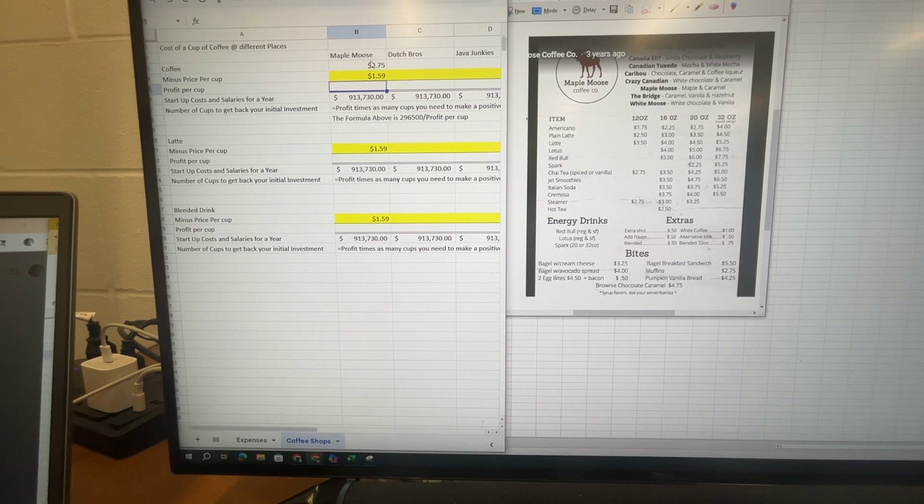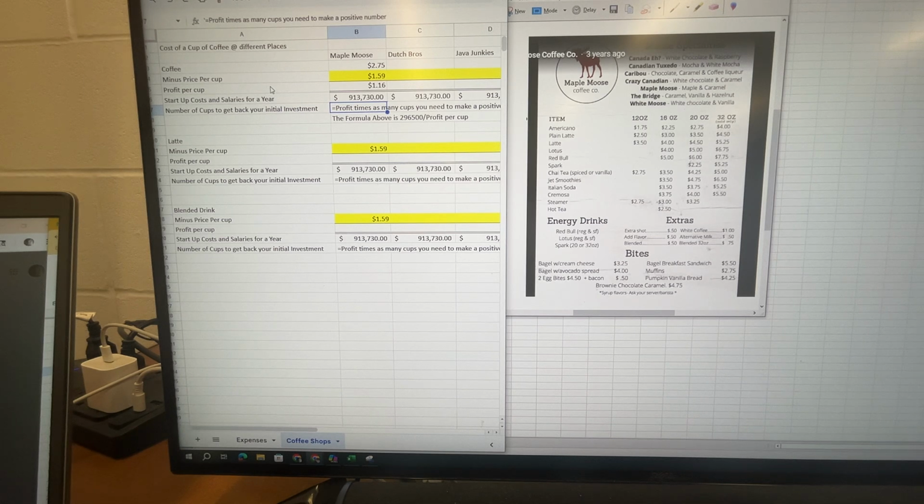And then I'm going to do a formula right here to figure out what our profit for price of a cup of coffee is. So I'm going to go equals 2.75 minus $1.59. And so we make $1.16 for every cup of coffee we sell. Just regular Americano coffee. Now, how many cups of coffee will we have to sell to make a profit?